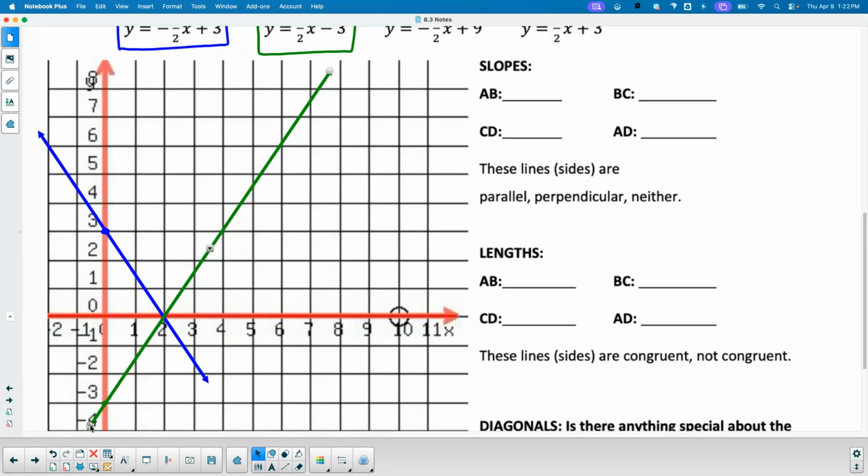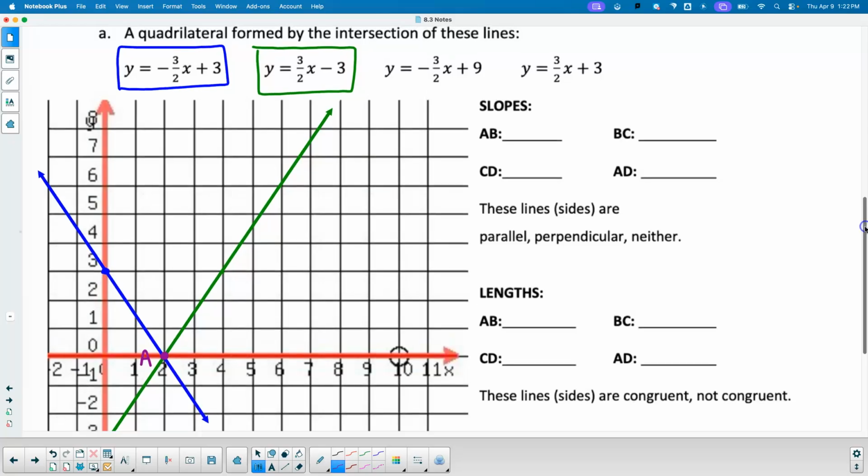Okay? So we have an intersection point right now. Let's label that intersection point. Let's label that one point A, because it's the first one that we have. We agree with that? Okay. Now we can go to the next one.